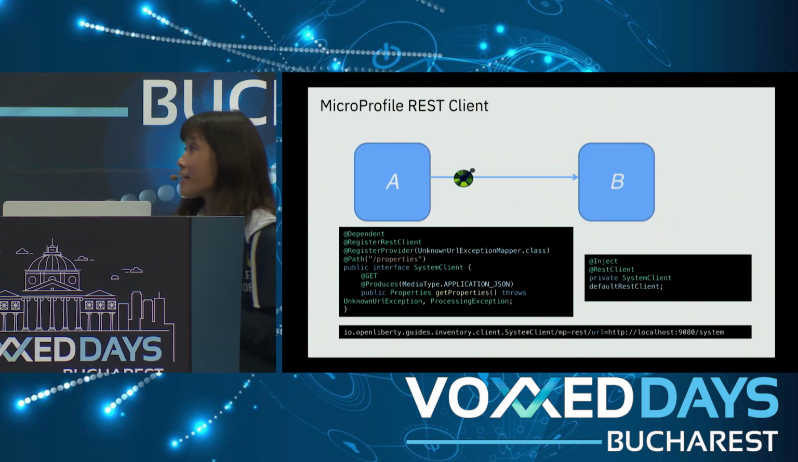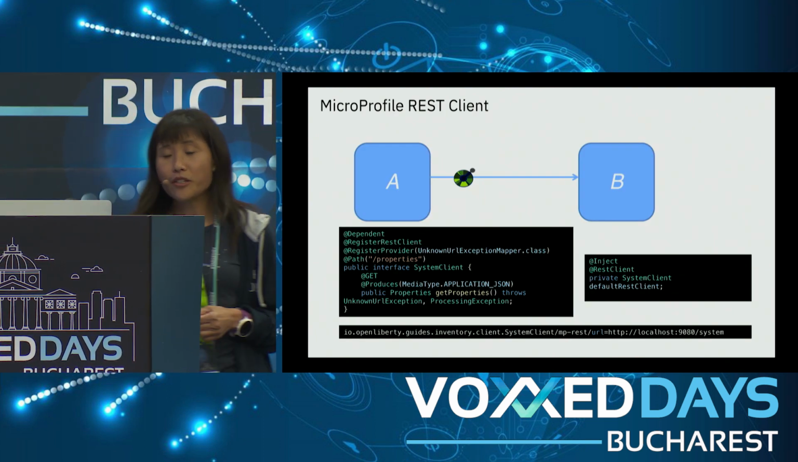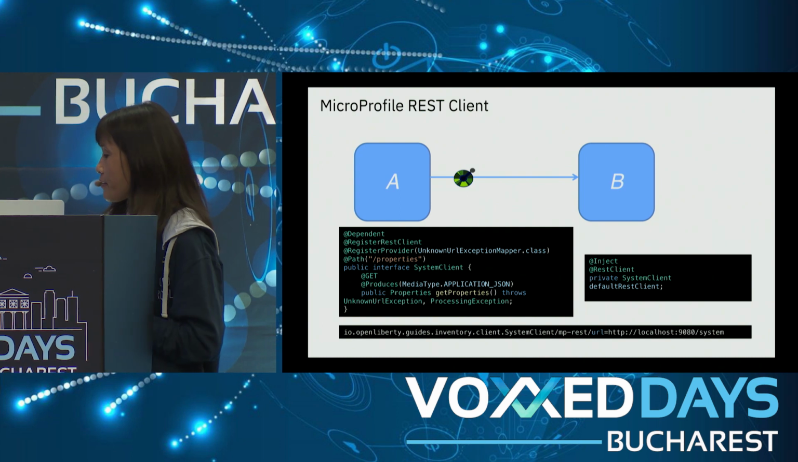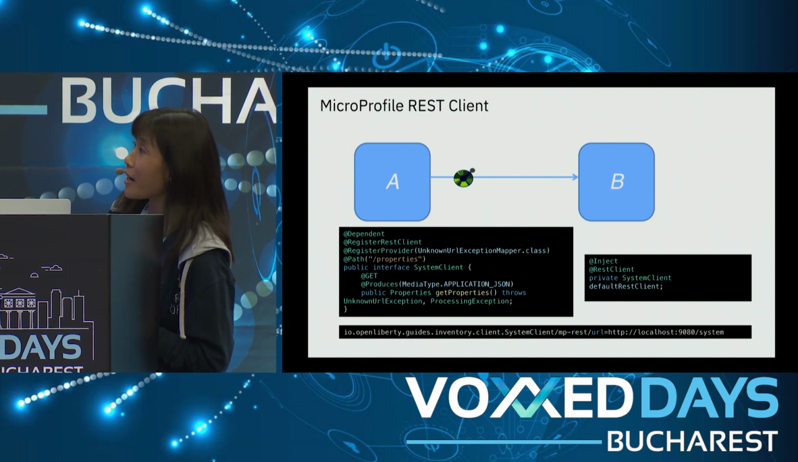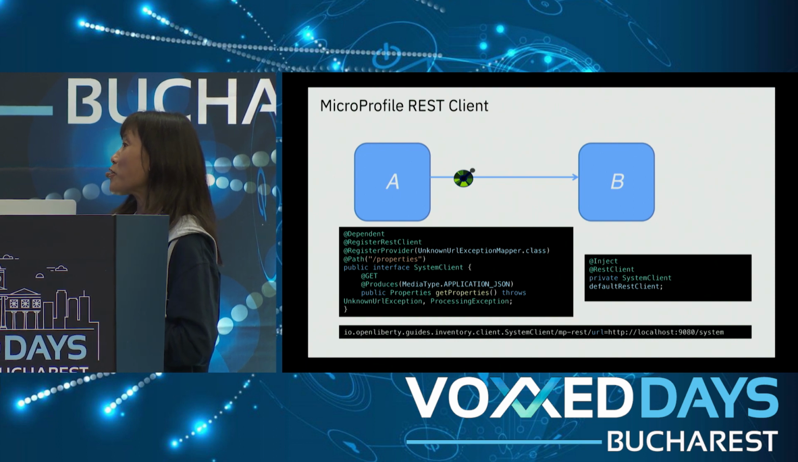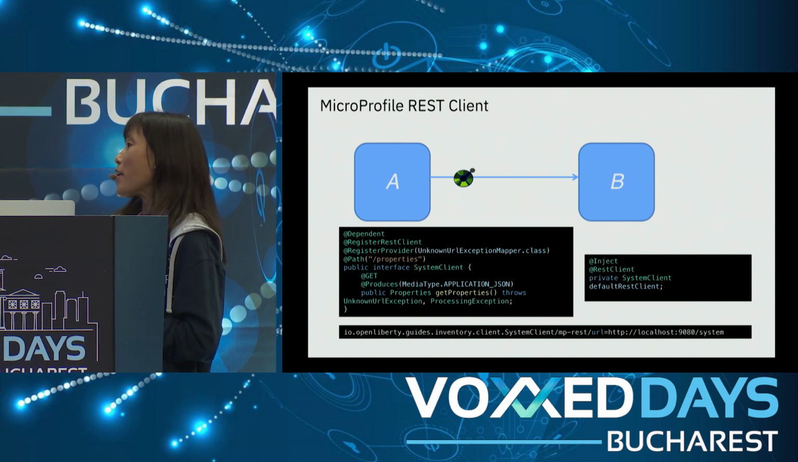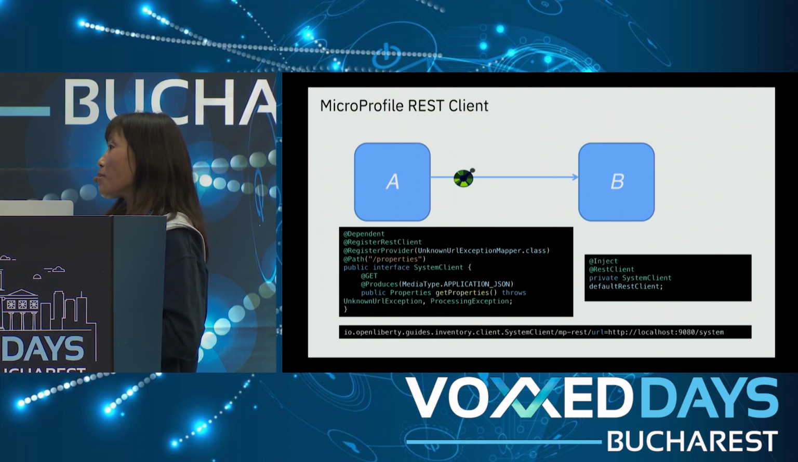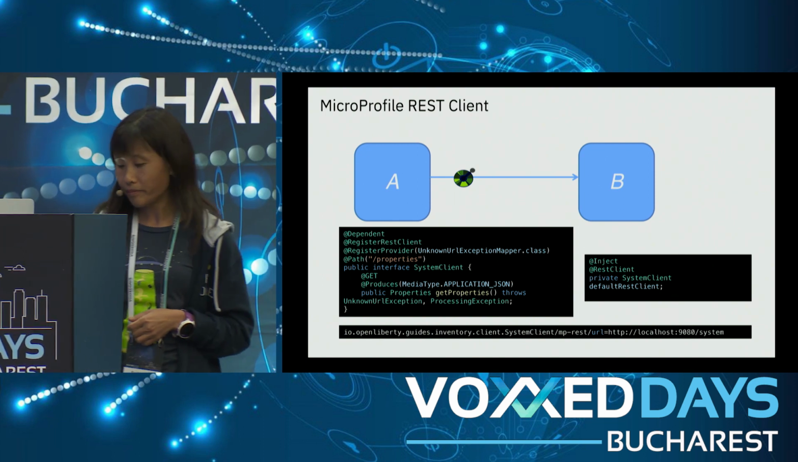So here is the example again. For MicroProfile, you define the client over there, and then you inject your client, and then you need to bind the client. So where is the backend? You use this property to directly bind it.